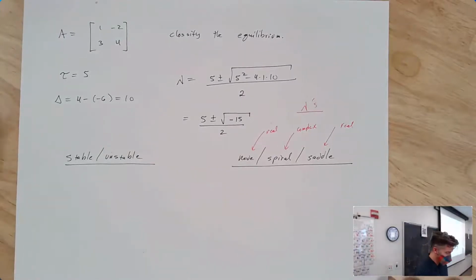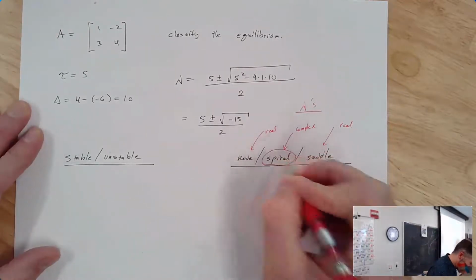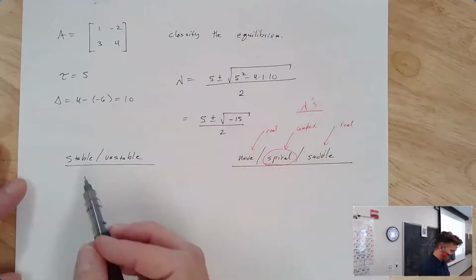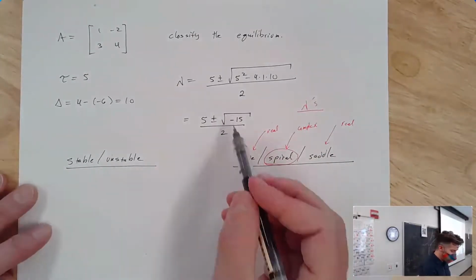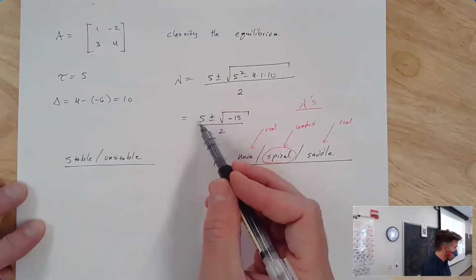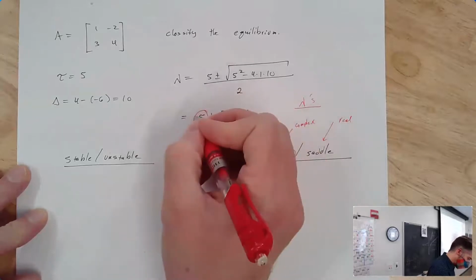Definitely, right? We see a square root of a negative. Oh, they're imaginary, they're complex. So now that we know it's a spiral, then we have to ask ourselves, okay, is it stable or unstable? That has nothing to do with what's over here, it has everything to do with what's over here. So this part here tells us if it's stable or unstable.